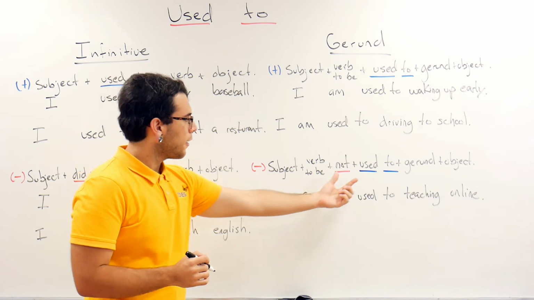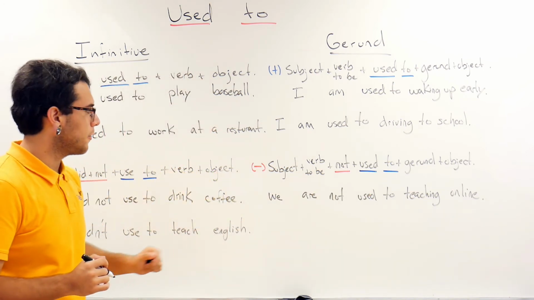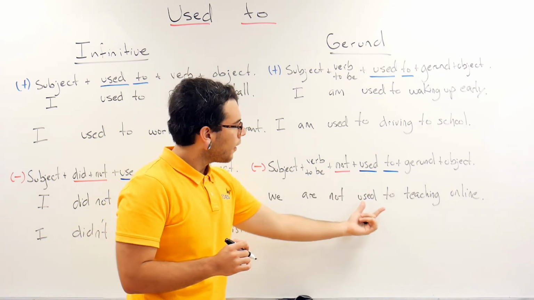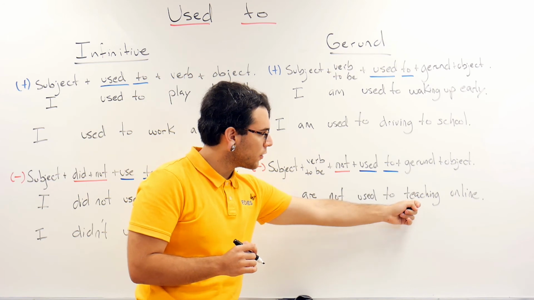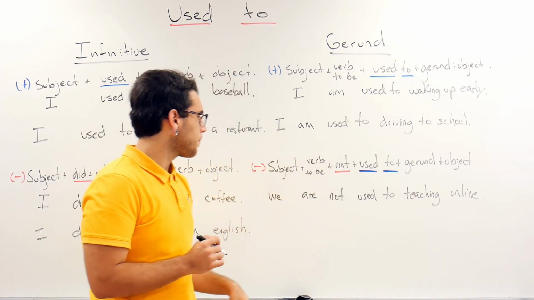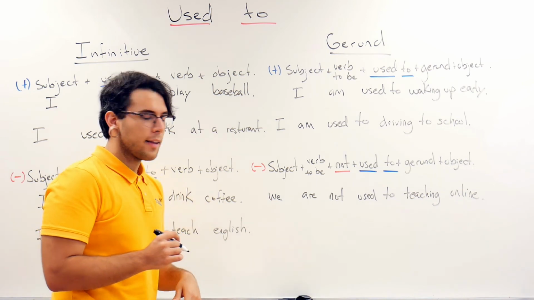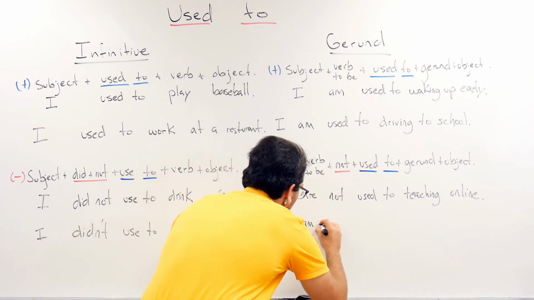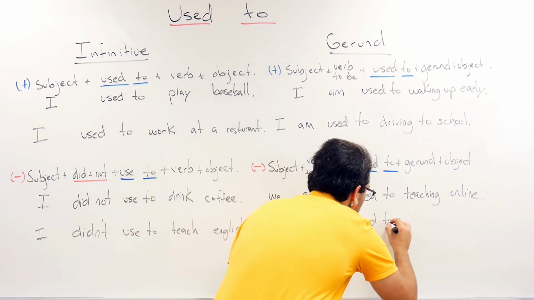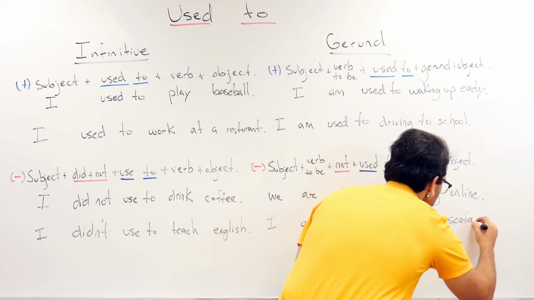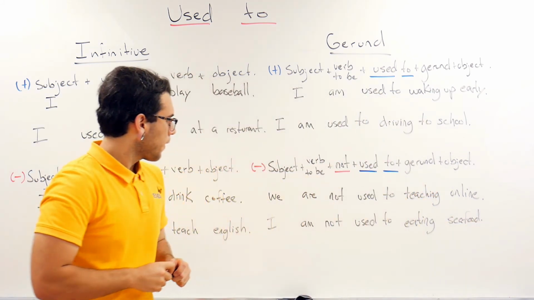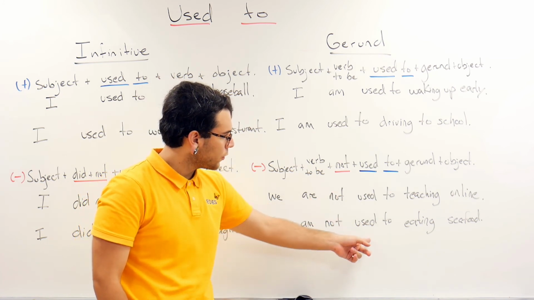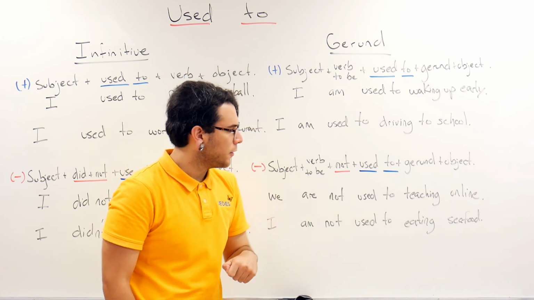So this is a little different from what we used over here in the infinitive. The negative keeps the D on the used to. And of course the gerund is teaching, so teach plus ing, and the object will be online. So that's one of the examples here. And the last one is personal to me, that I am not used to eating seafood. I, the verb to be, am not used to, gerund eating, and object seafood.